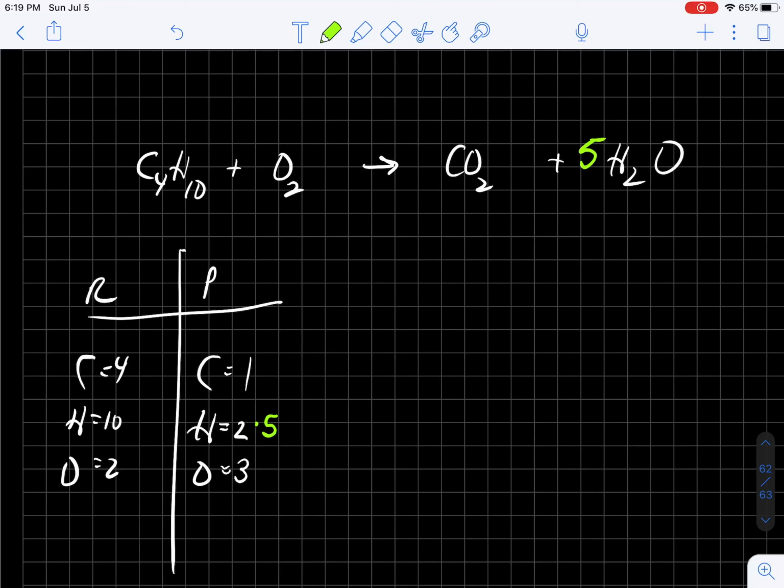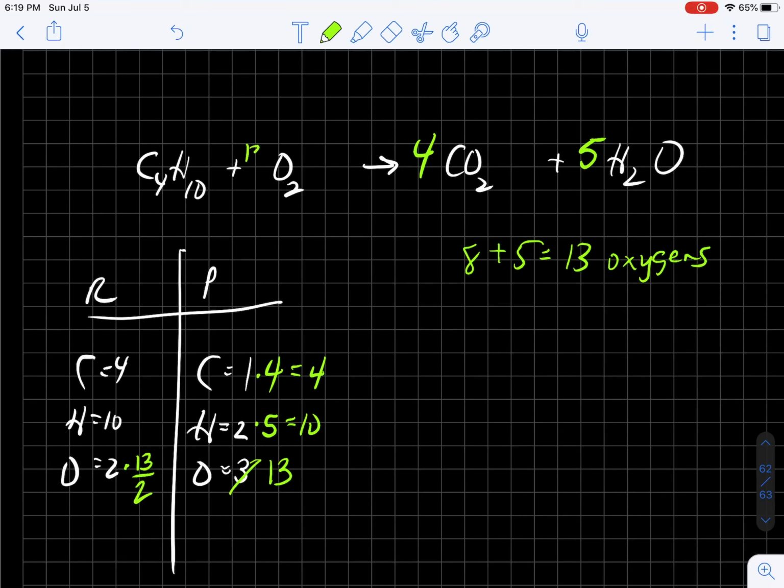Let's take the hydrogens on the product side, multiply by 5. That will take care of my hydrogens. Let's multiply our carbons by 4. That will take care of the carbons. But now we have 8 plus 5, 13 oxygens. Alright, so what do we have to multiply by? We'd have to multiply by 6.5, or in other words, 13 halves. 13 halves times 2 will give us 13 oxygens on each side.